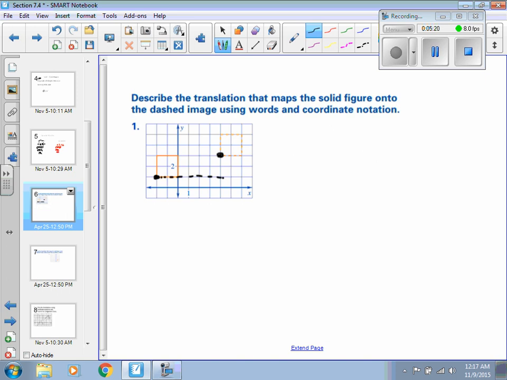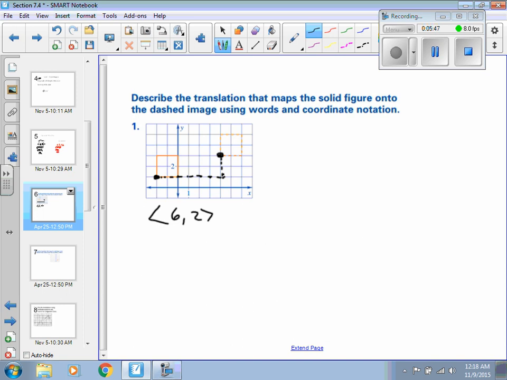I'm moving this far in my x direction, this far in my y direction. What that's going to give me is my component form of the vector. If I count my x direction, how far I'm going, moving 1, 2, 3, 4, 5, 6 units to the right, so my vector's x component is positive 6, and I'm moving 2 units up, so my y component is positive 2.